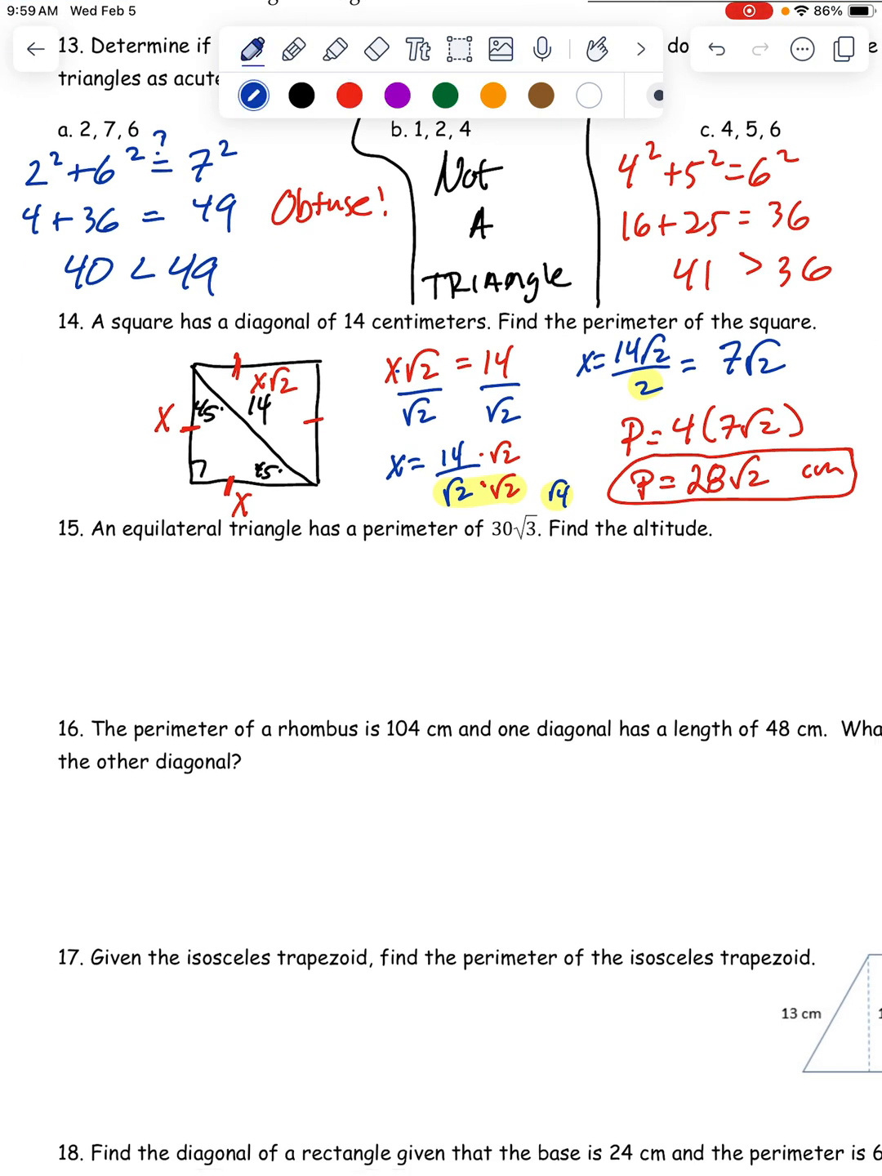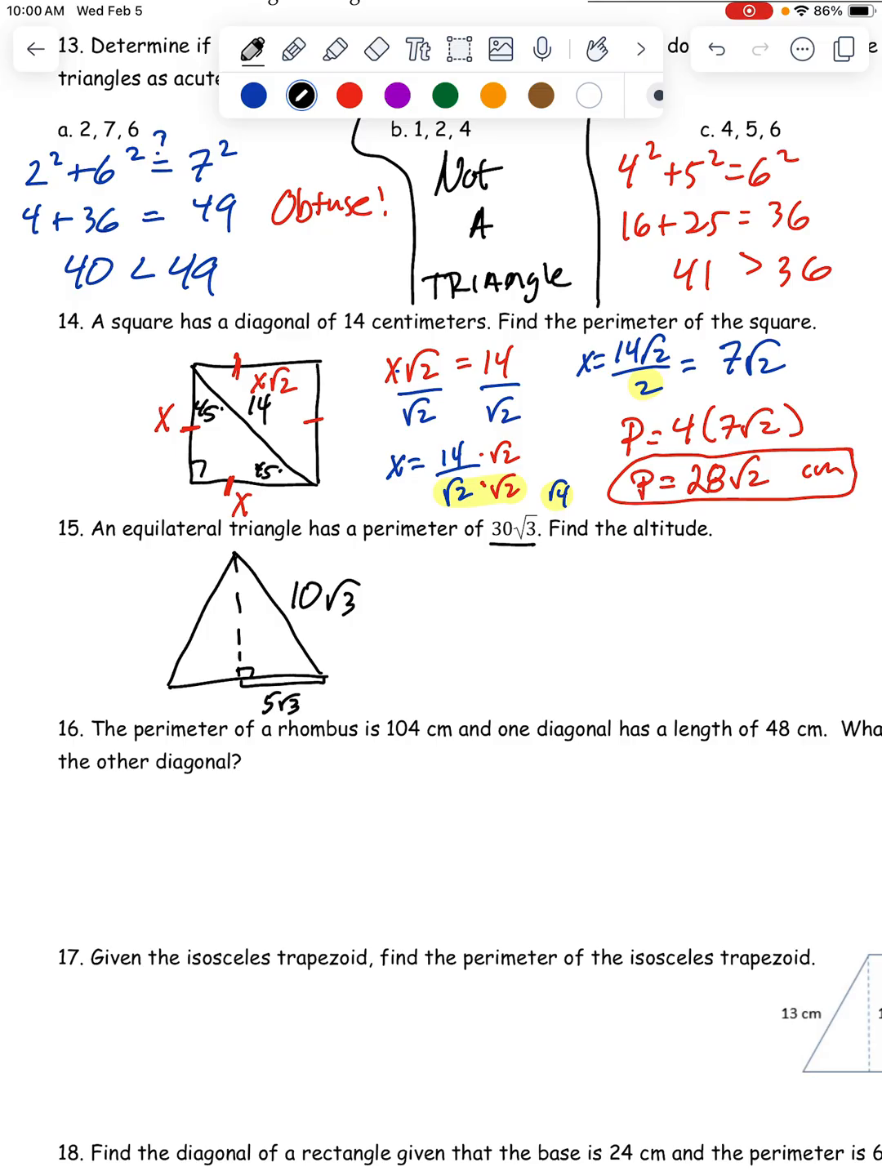Okay. Equilateral triangle has a perimeter of 30 root 3. Find the altitude. So there's the altitude. If it's 30 root 3 for the perimeter, that means each side is 10 root 3. That means this piece right here is 5 root 3.